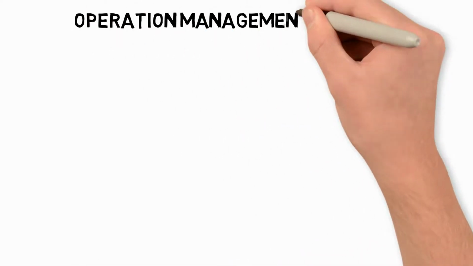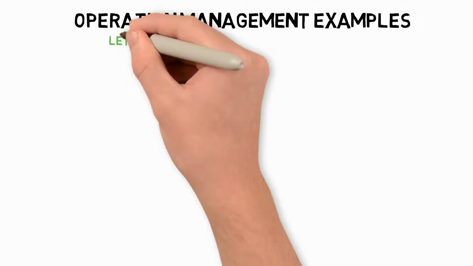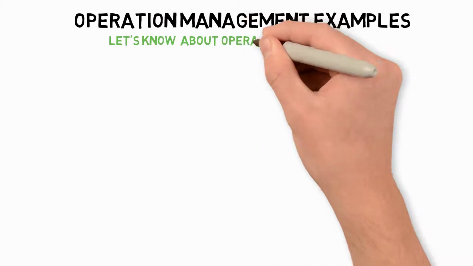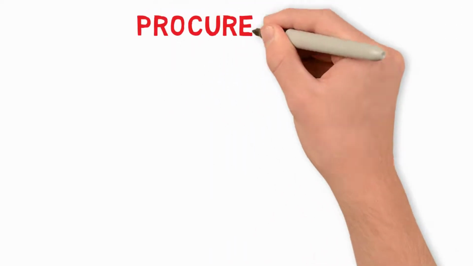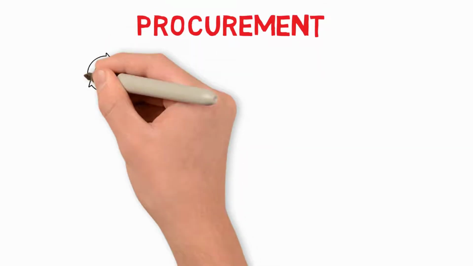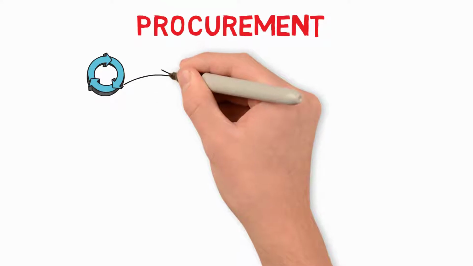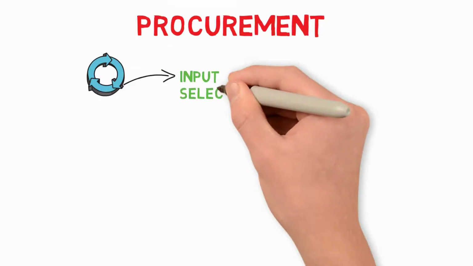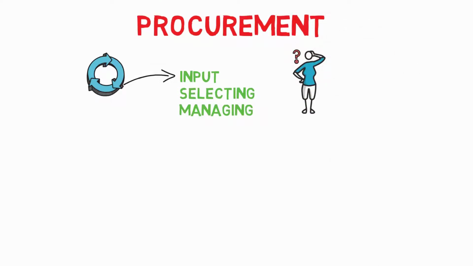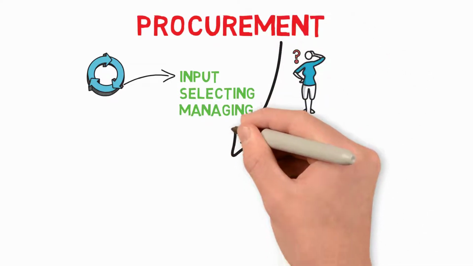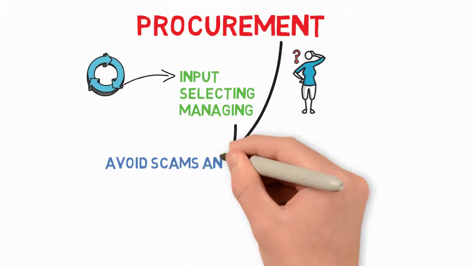Operation management examples. Here are some examples to help you out in getting to know operations management better. Procurement. This is the first example of operation management. Basically, it's the process to develop requirements for inputs and selecting and managing suppliers. You may ask why this process is necessary. It is necessary to avoid scams and save you from fraud.